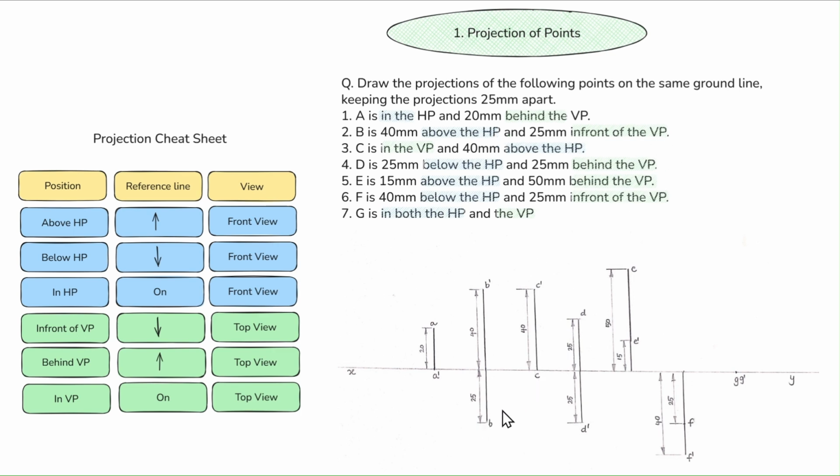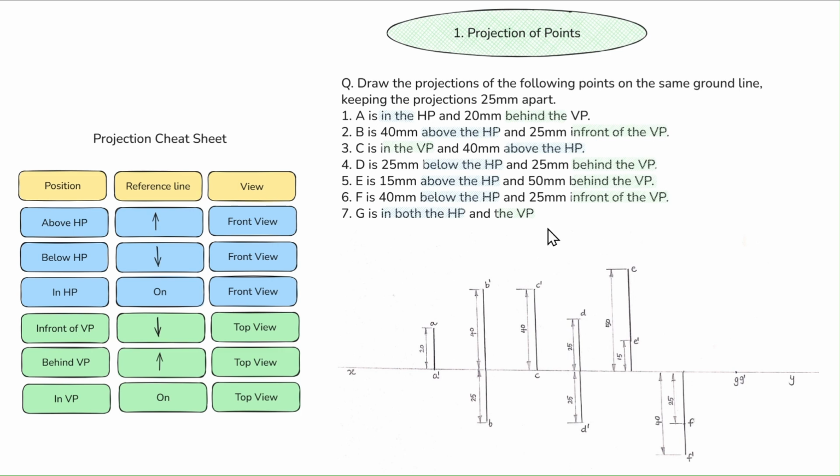In a similar way, we will do the same thing for all other points. C is in the VP. In the VP means on that reference line itself. You can see here, on that reference line we have C, and 40 millimeters above the HP. Above. Like that we will be drawing. Below the HP, behind the VP. Behind means you are uplifted. Up. So 25 millimeters up. Like that. So that is how we need to draw the diagrams.